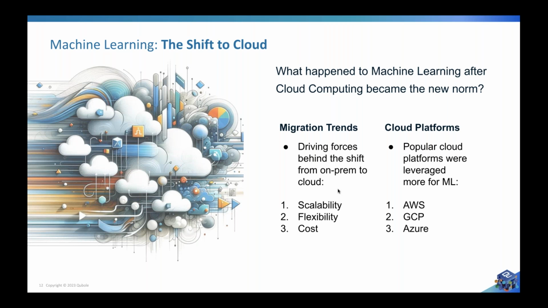Now, what are the trends, what are the migration trends, and why is it happening? Again, the same principles that were applicable to cloud for non-machine learning or non-data science apply here: scalability, flexibility, and the cost savings that you get when you migrate towards cloud. And what are the various platforms available to you for machine learning? We have the hyperscalers like AWS, GCP, and Azure, and Qubole supports pretty much all of them. The hyperscalers are investing pretty heavily in these.